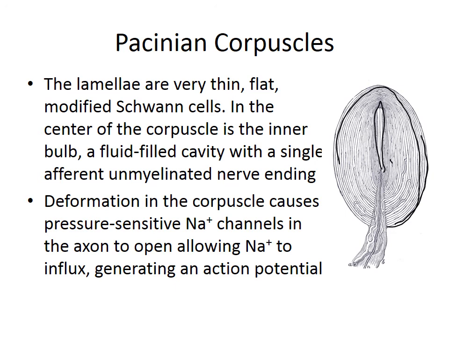The center of the corpuscle is the inner bulb, which is a fluid-filled cavity with a single afferent unmyelinated nerve ending. Deformation in the corpuscle causes pressure-sensitive sodium channels in the axon to open, allowing sodium ions to influx, generating an action potential. So if we squash it, then this is all going to get squashed, and this will push this, and then you get an action potential. That's how you can tell.